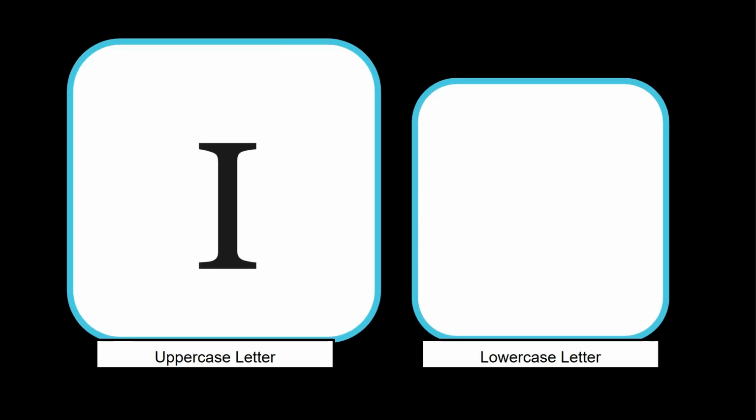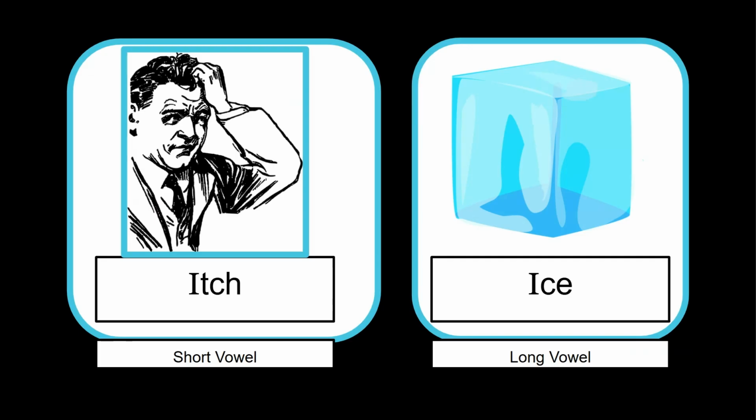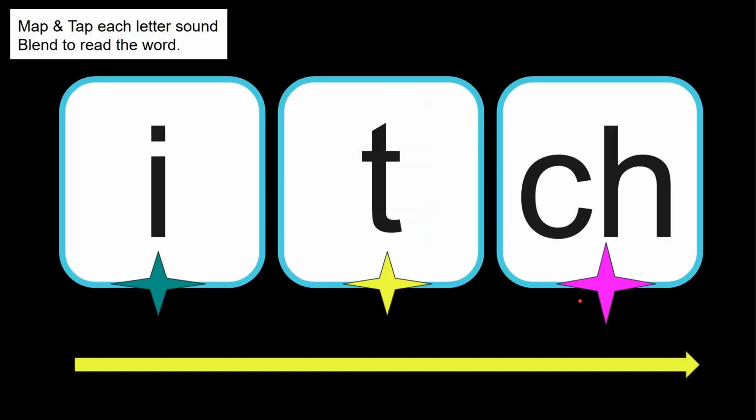Next, we have the letter I. And it's a vowel, so we have two different sounds. The short vowel sound is going to be i, just like in the word itch. And the long vowel sound says the letter name, ice. So let's decode that short vowel sound. Itch.